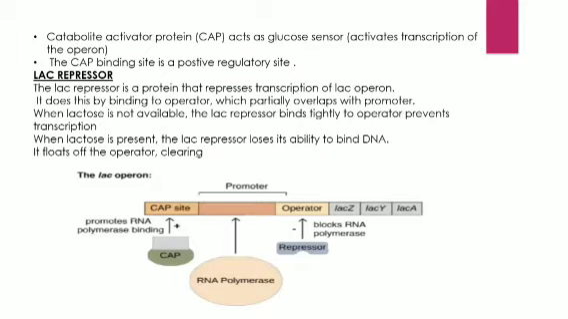Now, next is the lac repressor. The lac repressor is a protein that represses transcription of the lac operon. It does this by binding to the operator, which partially overlaps with the promoter, when lactose is not available. The lac repressor binds tightly to the operator and prevents transcription. When lactose is present, the lac repressor loses its ability to bind DNA. It floats off the operator. This is the structure of the lac operon.